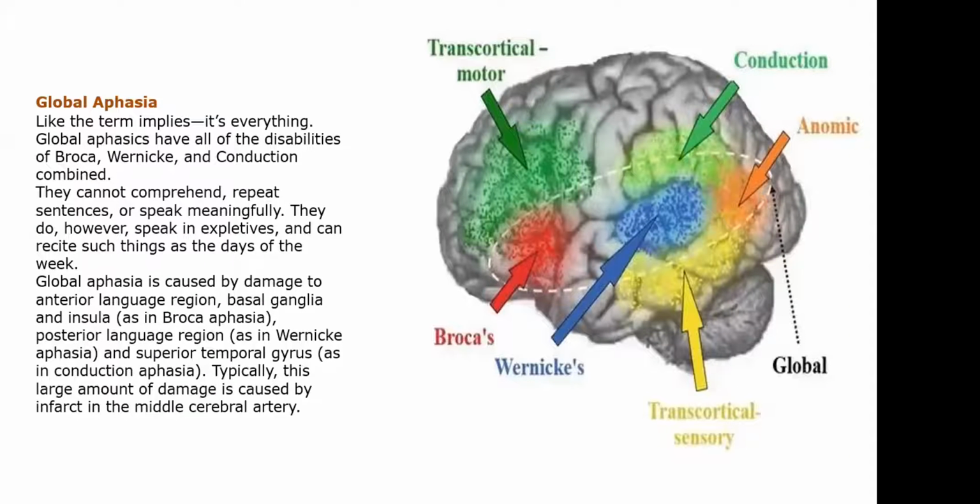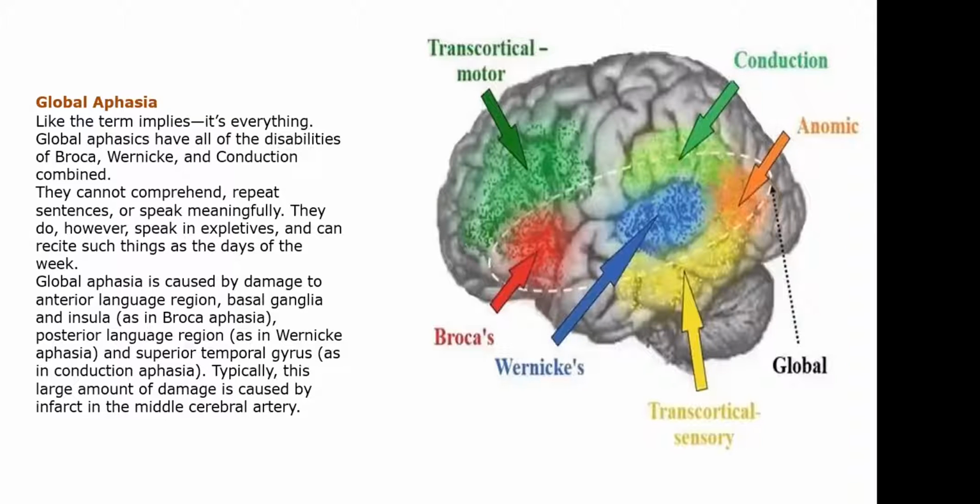And we have global aphasia. As it implies, it's everything. It englobes everything: the disabilities of Broca, Wernicke, and conduction, all combined together. They cannot comprehend or repeat sentences or speak meaningfully. They do, however, speak automatically and can recite such things as the days of the week.